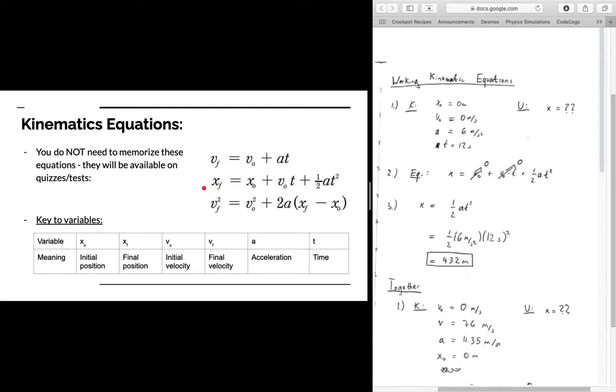There's no real way to make sense of this equation unless you understand calculus, which again is beyond our scope for this class. And then this last equation actually comes from combining these first two equations. It tells you that your final velocity squared equals your initial velocity squared plus 2 times your acceleration times your final position minus your initial position. So these are our three kinematic equations that we'll be using for this particular section.